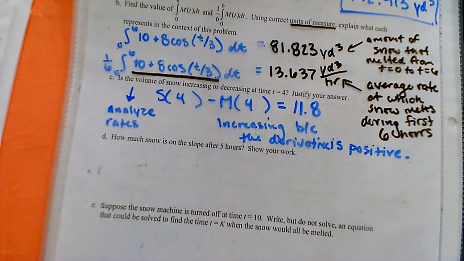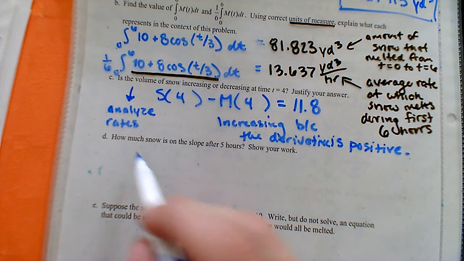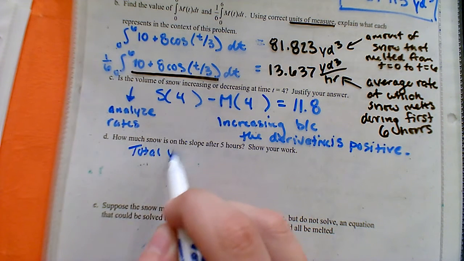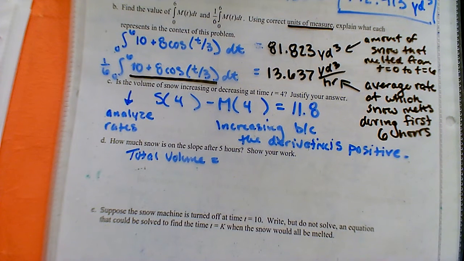All right, let's try D. How much snow is on the slope after 5 hours? So we're kind of looking for a total volume here. Can we think about what we need to figure out in order to get that total volume? Because we have this kind of complicated scenario. We're starting with some snow, but we're adding snow. At the same time, we're subtracting snow, or snow's melting. So what do we need to try to pinpoint here to get our total volume?